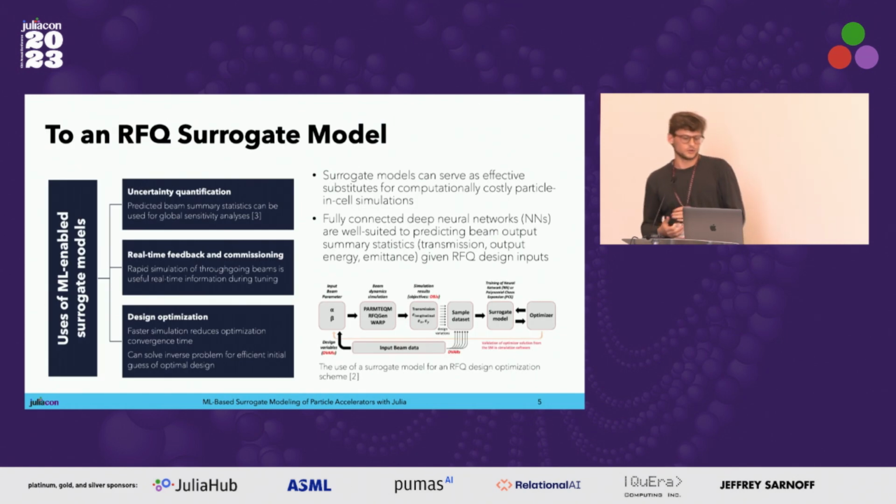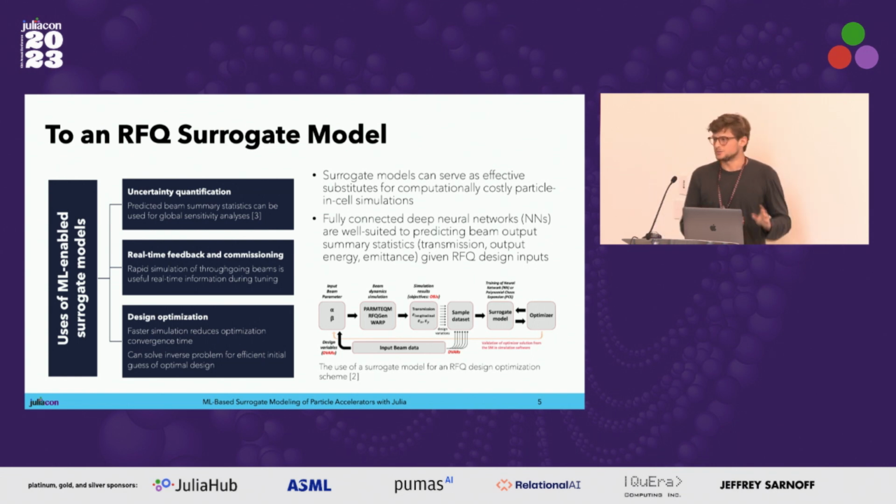So these surrogate models are useful for a variety of reasons. There are a couple that have been explored previously, one being uncertainty quantification. So you can approximate, using these kinds of models, the errors that you'll see in your experiment when you eventually get the thing up and running.